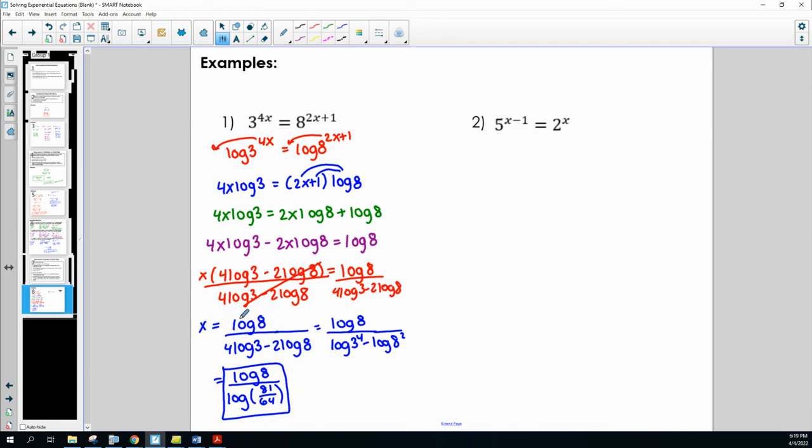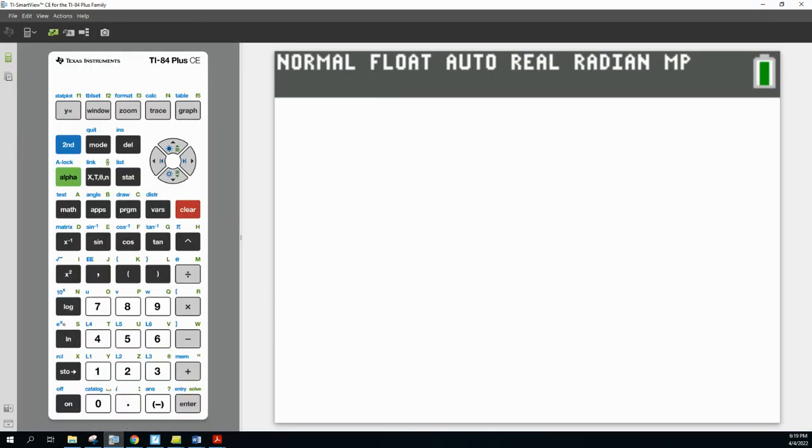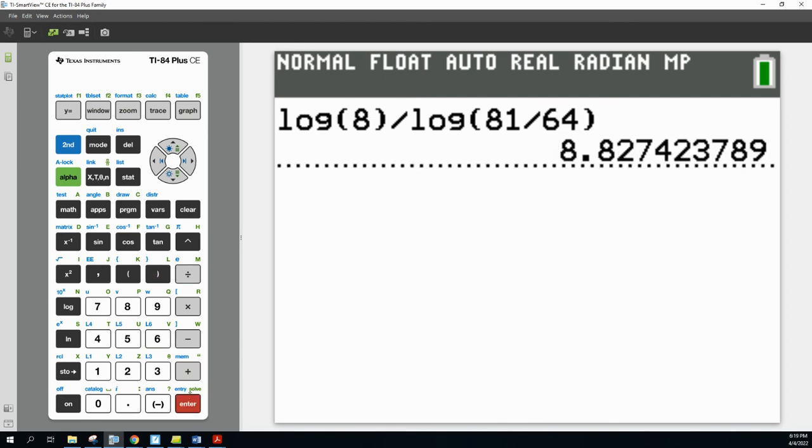It's the same thing as if we looked at the first blue that I wrote. So if I plug this into the calculator, it's easier to plug it in when it's condensed. So I'm going to go ahead and show you both ways. If I plug in the condensed version, I have log 8. Notice I'm using the log button because the base is 10 since it's a normal log. And now I'm going to divide by log of 81 over 64. So that's condensed. I get an answer of 8.827.